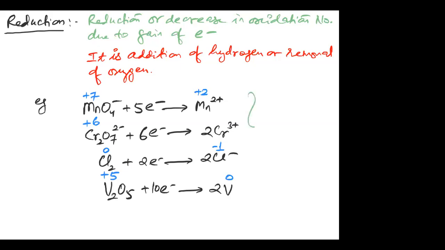So overall, all these reactions are known as reduction reactions. I hope it's clear. Permanganate ion will gain a few electrons, dichromate ion will gain a few electrons, Cl2 will gain a few electrons, vanadium pentaoxide will gain a few electrons.